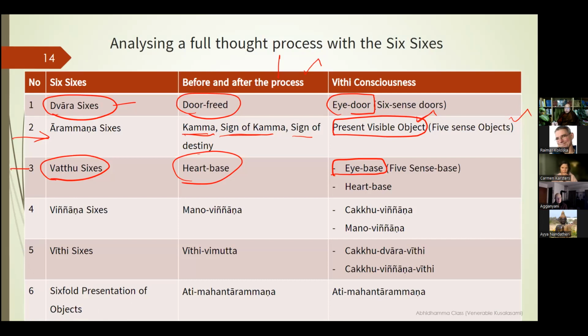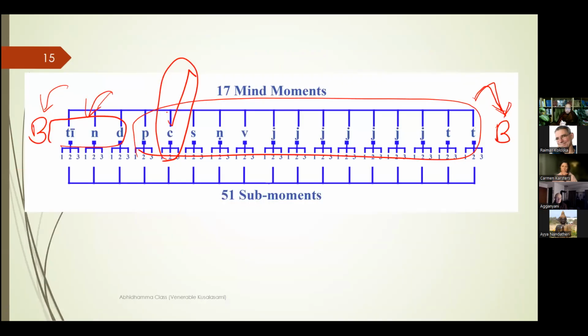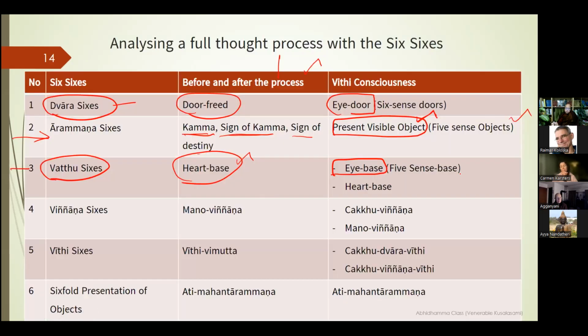But for the Chakkhudvara viti, from the Arammana object perspective, only present visible object. From the Vatthu perspective, before and after the thought process, heart base, but in the middle, this one is eye base. The rest of the viti are heart base. So there is two.